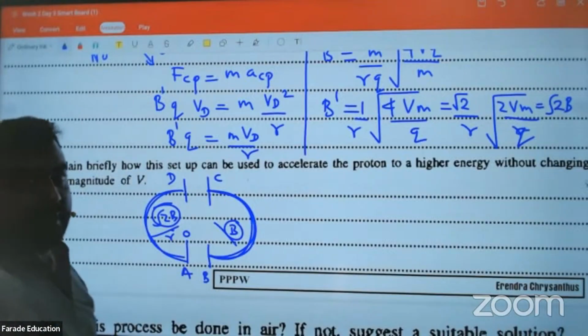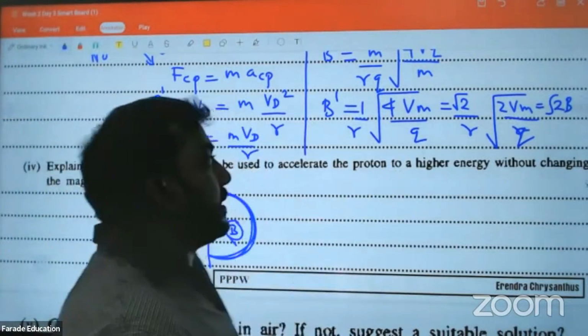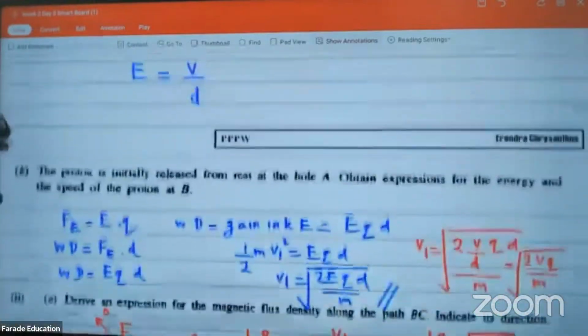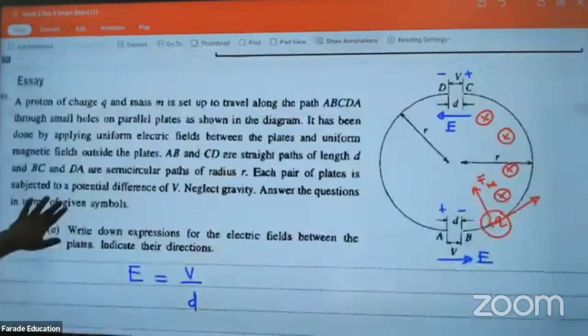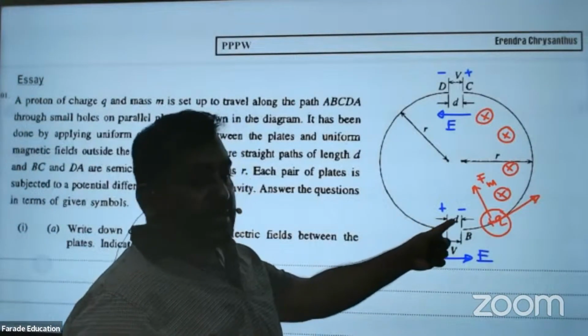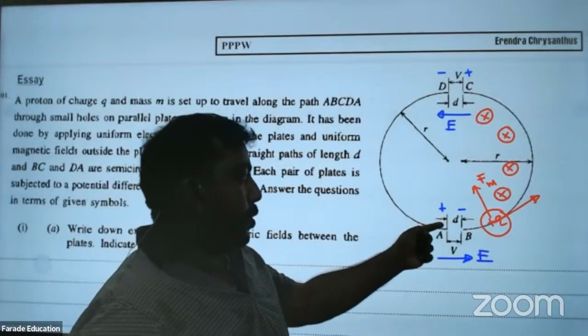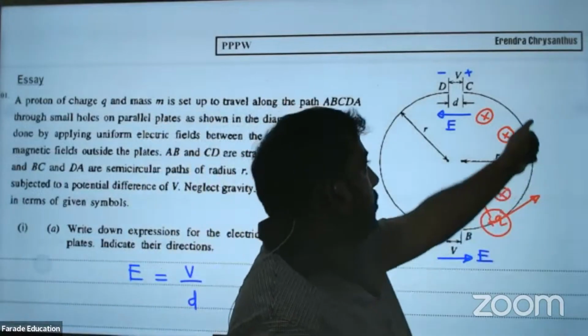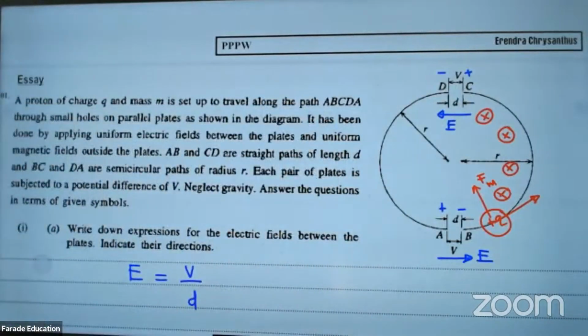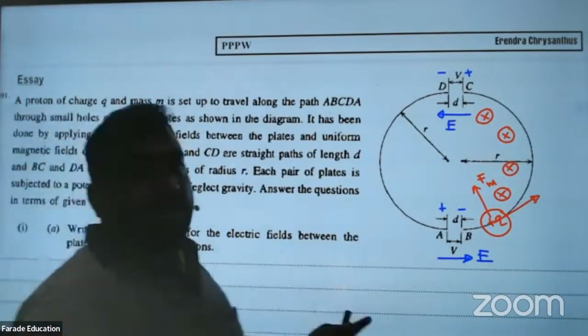Right now? Is it clear? I hope you understood that. So again, if I go from the beginning before I go to the last part, look at this. So what's happening here? There is a uniform electric field, proton accelerated, goes in a circular path, again accelerated. So what's happening here? This is what you call a cyclotron.